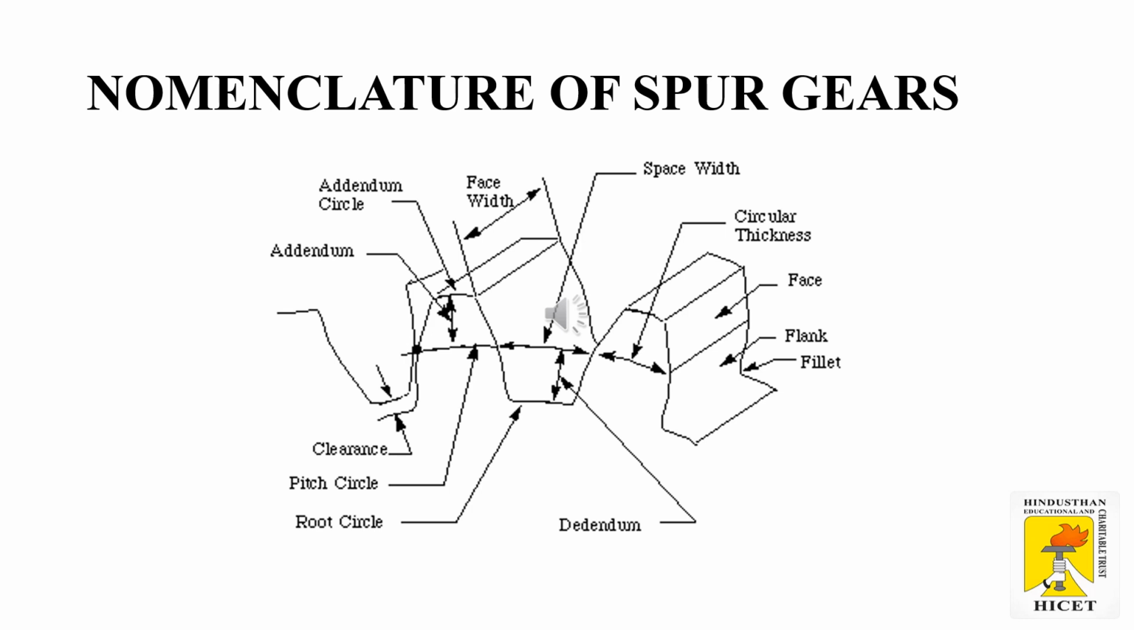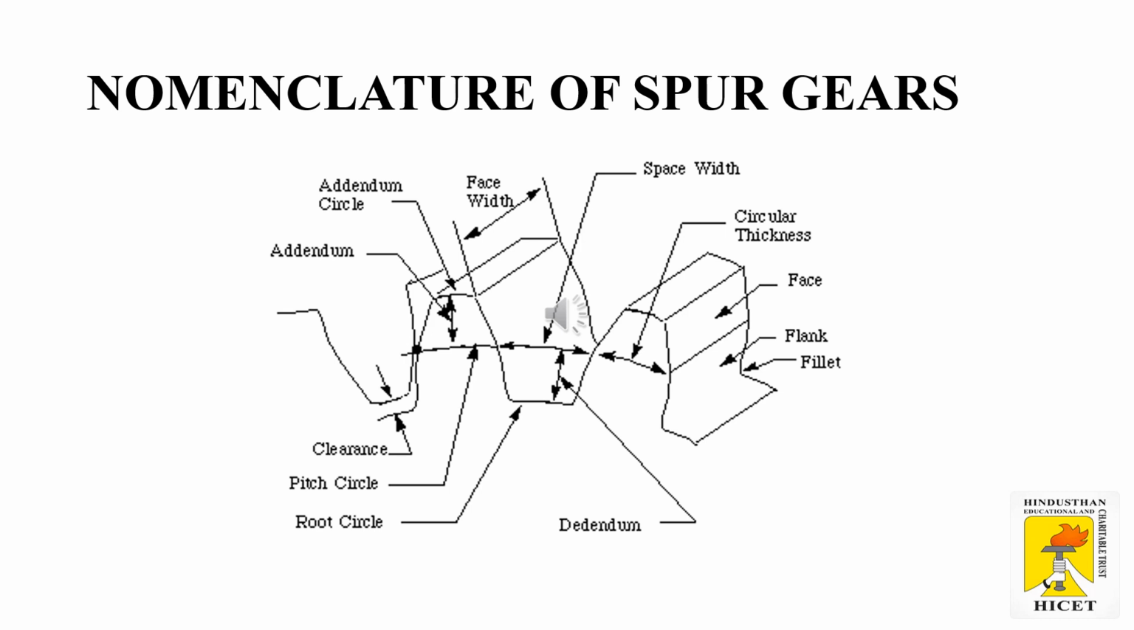First one, pitch surface. Pitch surface is the surface of the imaginary rolling cylinder that replaces the toothed gear. Second one, pitch point. The pitch point is the point on the line joining the centers of two mating gears at which the two pitch circles meet.